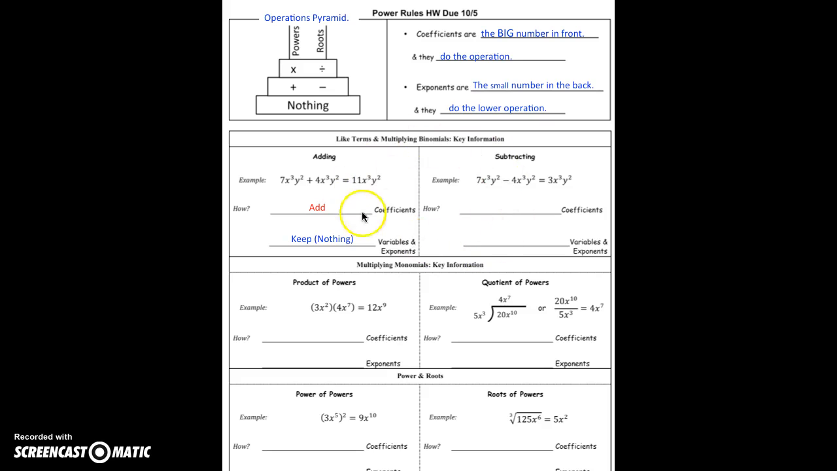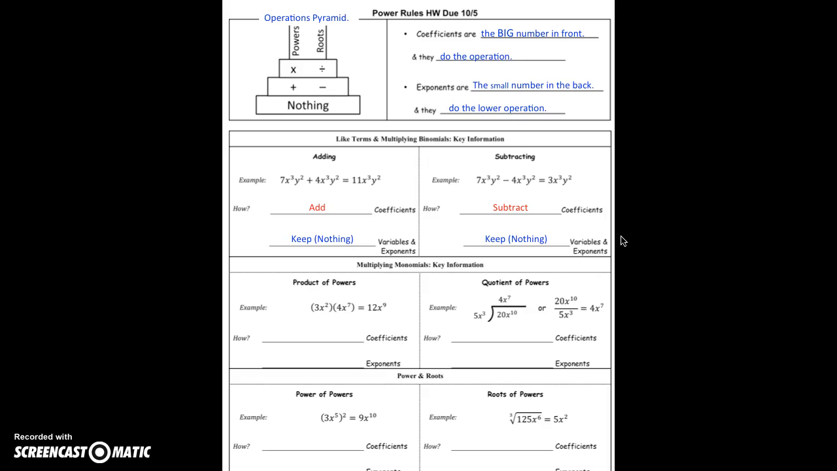We can look at another example again with subtraction. So if we're dealing with subtraction here, the operation is subtracting, and that means the coefficients are going to subtract because that's what you're expecting them to do. And then you see that happen here. So 7 minus 4 will give us the coefficient of 3. And the exponents, being that smaller number, they're going to do one operation below, which is nothing in this case. So below subtraction is nothing on our pyramid. And so since they do nothing, we pretty much keep them.